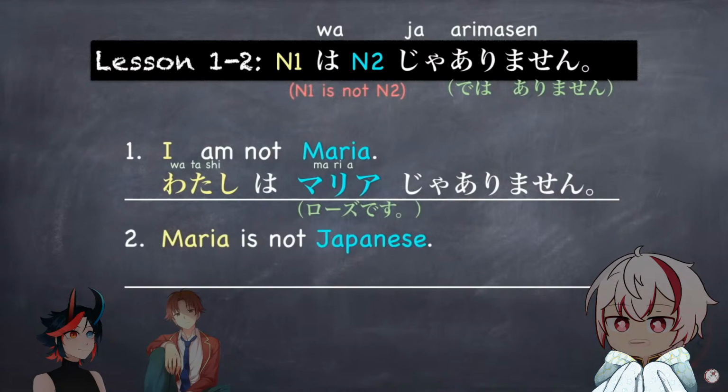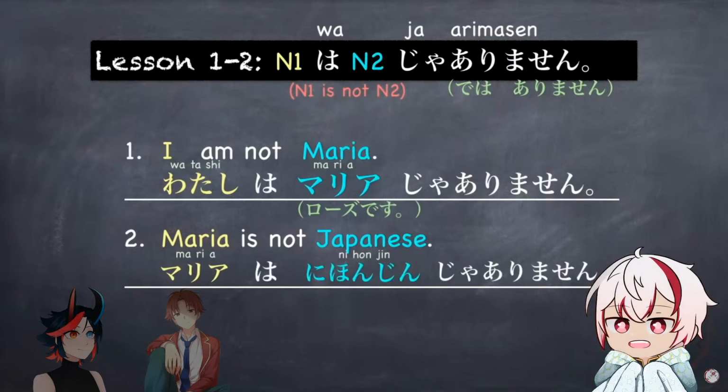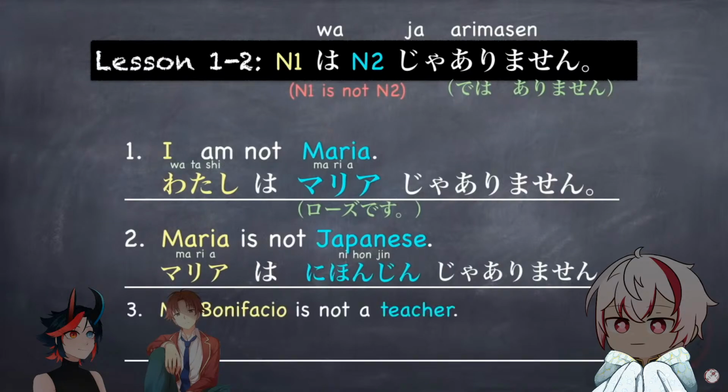Another example, Maria is not Japanese. Japanese is Nihonjin. Maria wa, and then followed by Nihonjin ja arimasen. Maria wa Nihonjin ja arimasen. Maria is not Japanese. Another example, Miss Bonifacio is not a teacher.